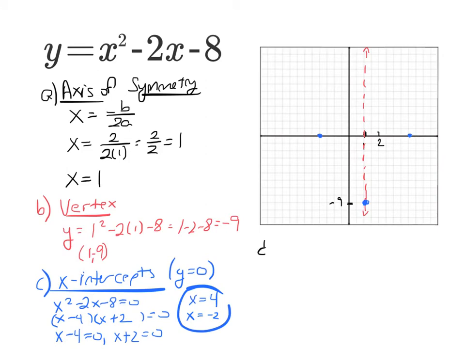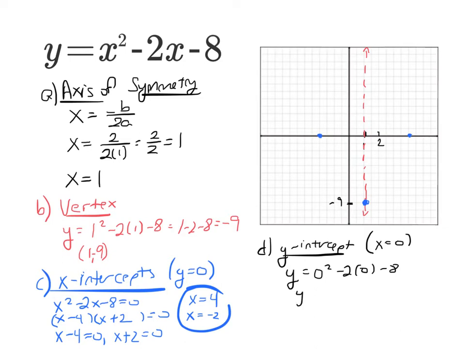And we can also find a y-intercept. That's where the graph is going to intersect the y-axis, and that's where x is equal to 0. And that happens when y equals negative 8. So our graph should cross the y-axis at negative 8. And since we know that this graph has to have symmetry, we can plot a point right over here on the other side of our axis of symmetry.